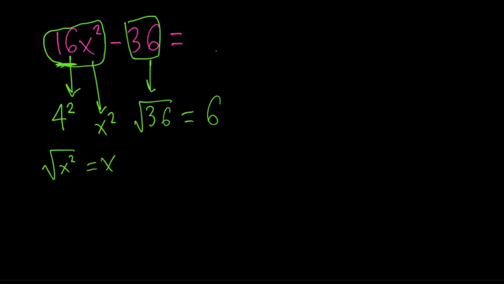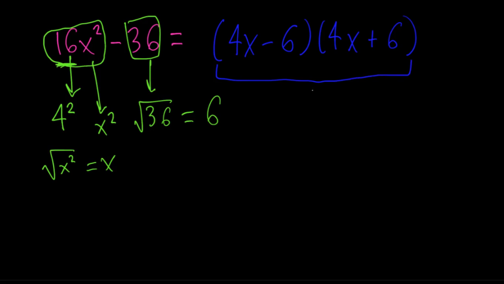So now let's rewrite that again. Since we've gotten the root of 16x squared, it's 4x, right? It's the two square rooted parts of it, so 4x. And 36, it will be root as 6, so 4x minus 6 times 4x plus 6. So now let's just multiply that out to prove that it's the same. 4x times 4x will be equal to 16x squared. 4x times 6 is 24x. Minus 6 times 4x is minus 24x. And minus 6 times 6 is minus 36.